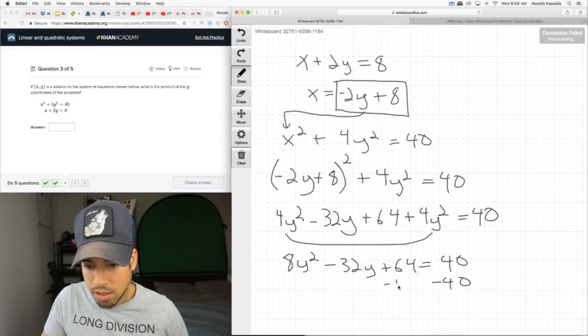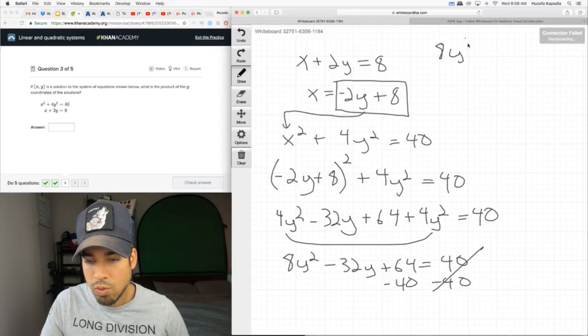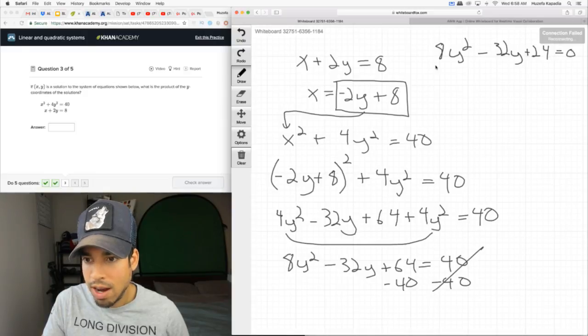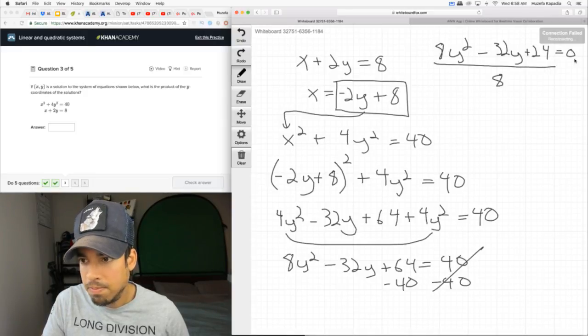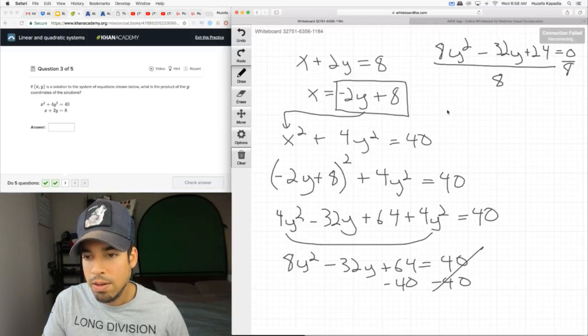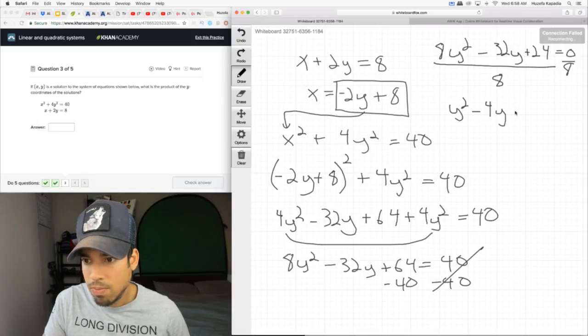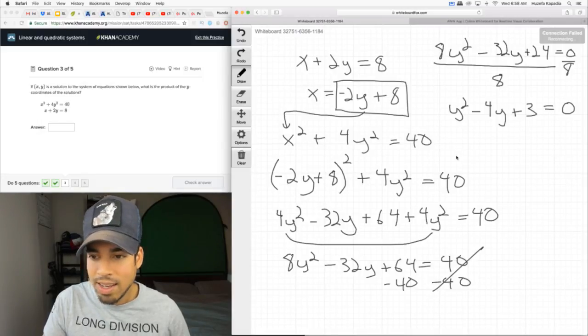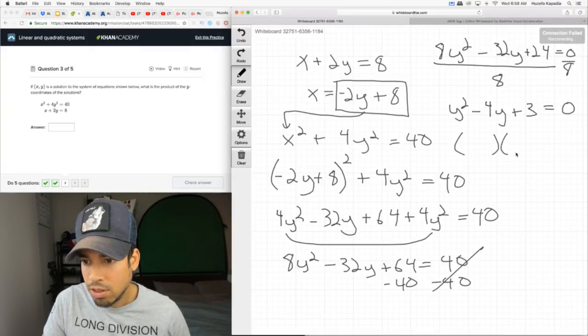Subtract 40 from both sides, and we get 8y squared minus 32y plus 24 equals 0. Everything's divisible by 8, so divide everything by 8. Now we got y squared minus 4y plus 3. Again, this is super nice to factor because we've got y and y, which gives us our y squared. What multiplies to positive 3 and adds to negative 4? That's negative 1 and negative 3.